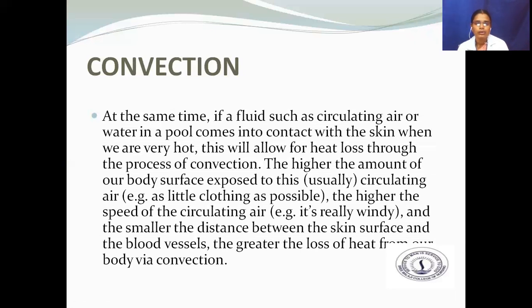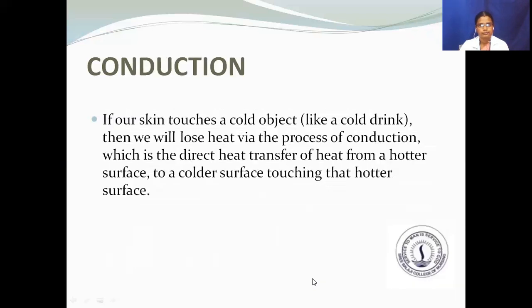The higher the amount of our body surface exposed to this, usually circulating air, for example with as little clothing as possible, the higher the speed of the circulating air, for example when it's really windy, and the smaller the distance between the skin surface and the blood vessels, the greater the loss of heat from our body via convection. Through the process of convection, heat loss from our body takes place.